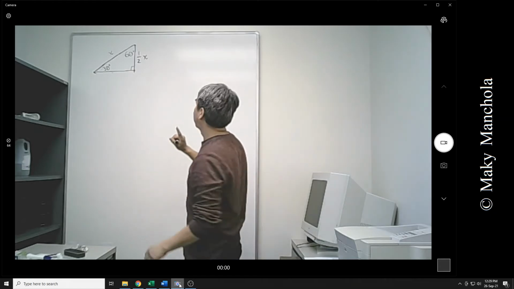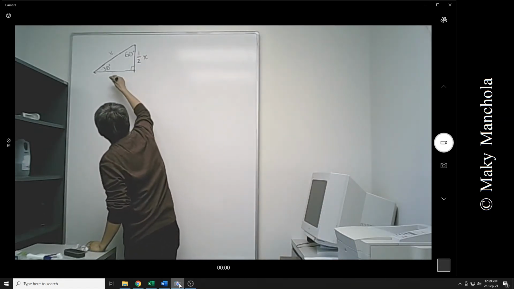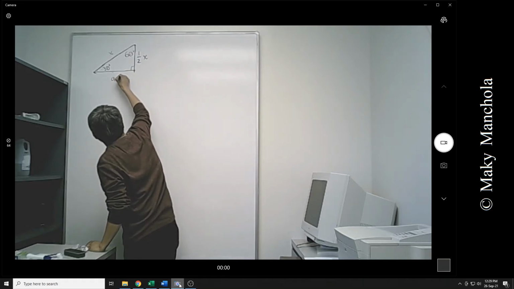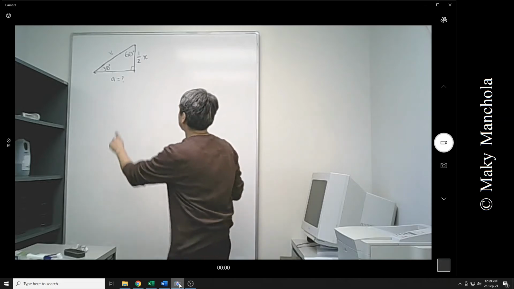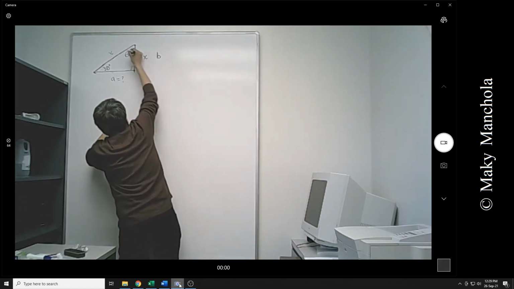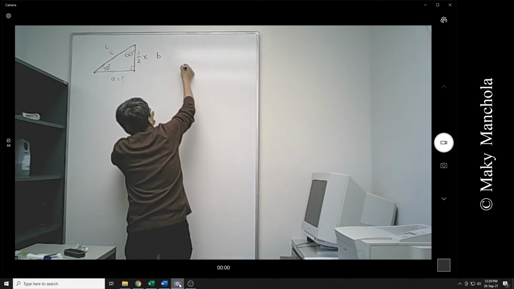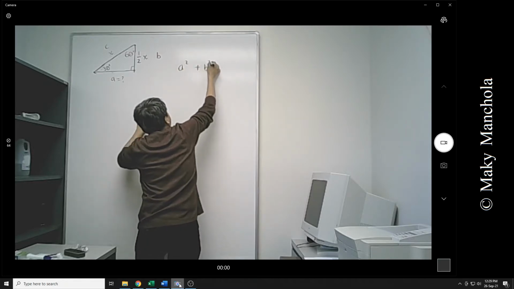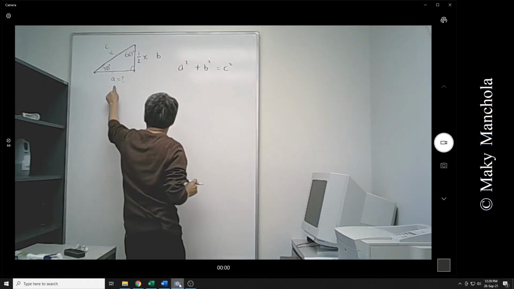I have the hypotenuse, I have one of the legs. If I want to find the other leg, I apply the Pythagorean theorem. So if that side is A, this side is B, and the hypotenuse is C, the Pythagorean theorem says that A squared plus B squared equals C squared. We can use this to find A.